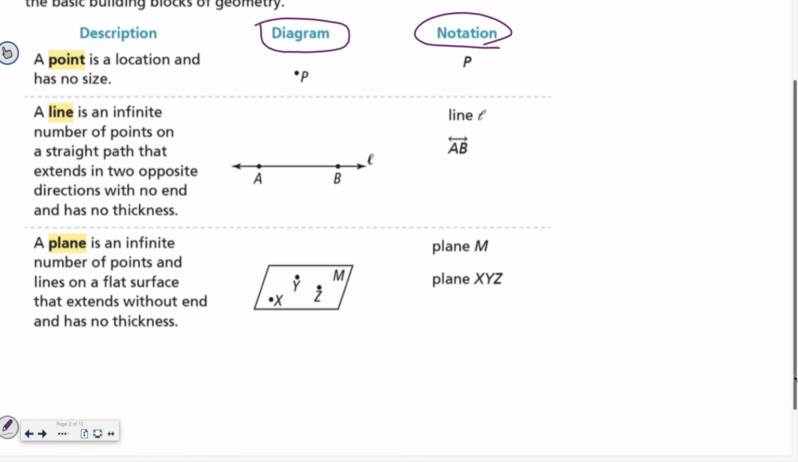So some ways that you can start to think about what a plane is, like the floor in the classroom, imagine that the floor keeps going on and on forever and ever at the same height and everything. That's kind of a plane. Same with the ceiling or a wall. And the way you can name a plane is there will either be a letter in the corner of the plane. So in this case, that's M. So it can be called plane M.